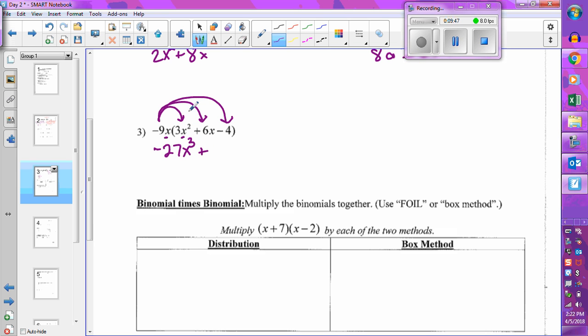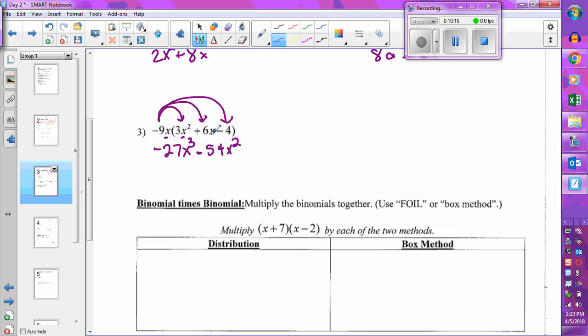Plus, now we're going to do the same thing here. A negative 9x times a positive 6x, which is going to give me a, not positive, but a negative 54x to the second degree. Remember, a negative 9 times positive 6 gives you 54.